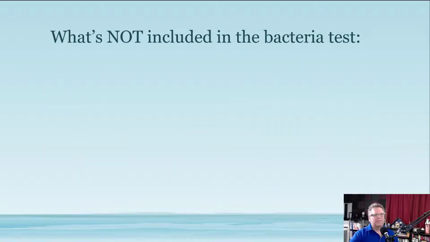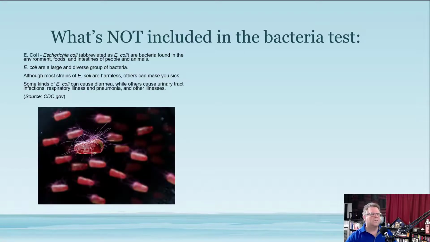Okay. So let's discuss what's not included in the bacteria test, because you need to be aware that not all tests can cover everything in a single test. So the first one is going to be E. coli, and that's the Escherichia coli, abbreviated as E. coli, is bacteria that's found in the environment, also in foods and in the intestines of people and animals, particularly warm-blooded animals. E. coli are large and are a diverse group of bacteria, and while most strains of E. coli are harmless, others can make you sick.